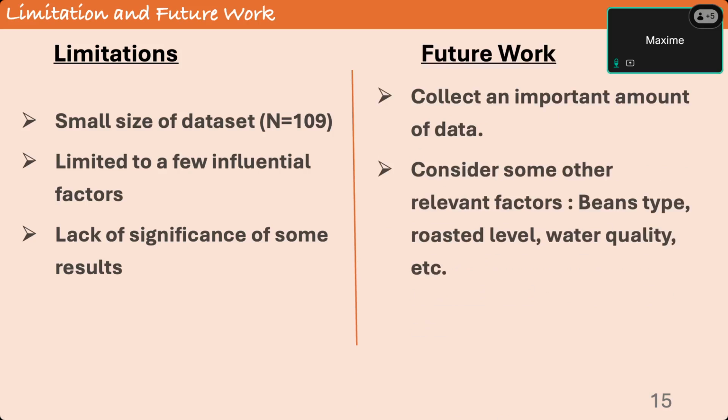So for future work, we can collect more data to make a robust analysis and get very consistent results. We can also consider other relevant factors that can affect our results, such as the bean type of the coffee, the roast level, the water quality, and even the electricity. We can also collect information on all of these factors and then perform a robust analysis.